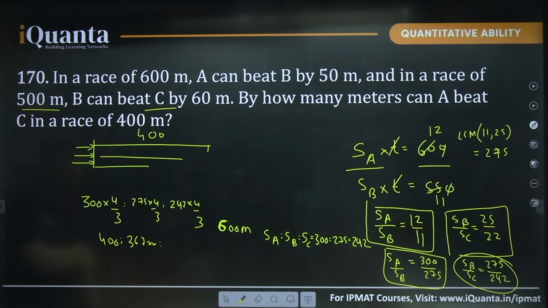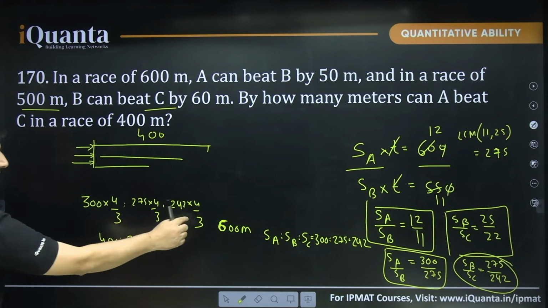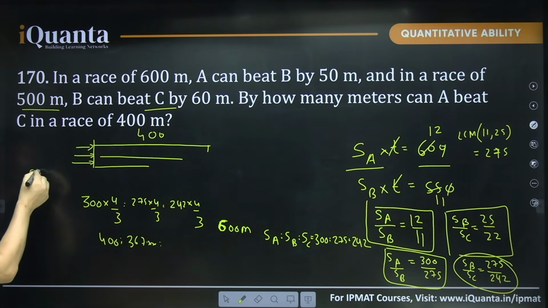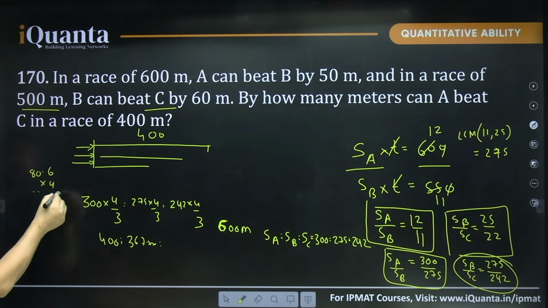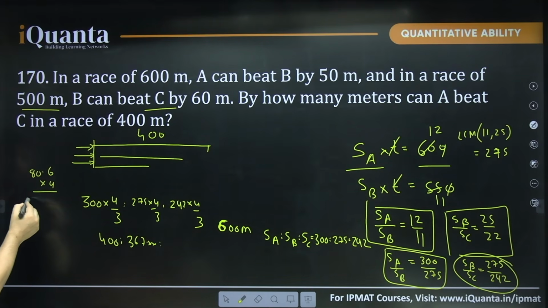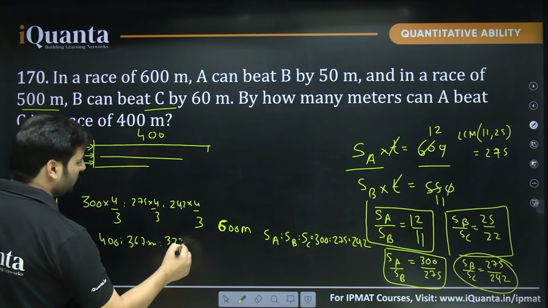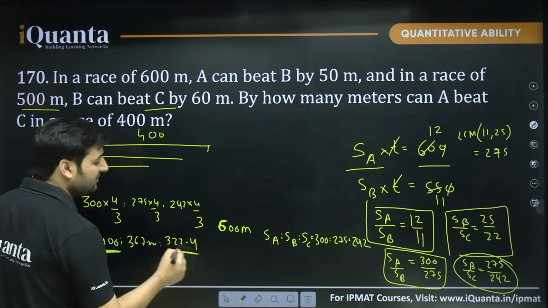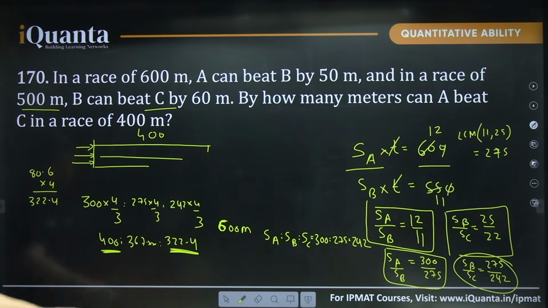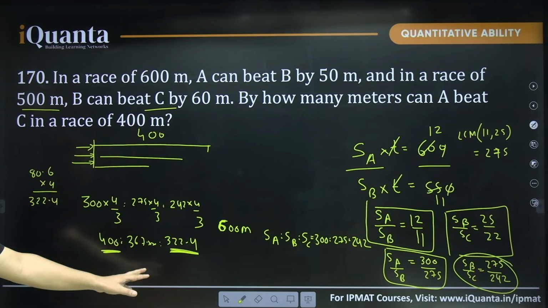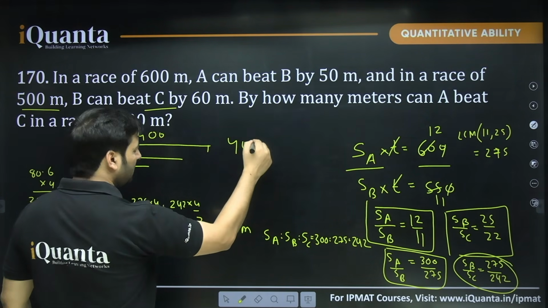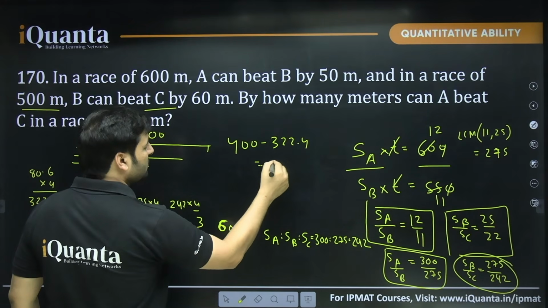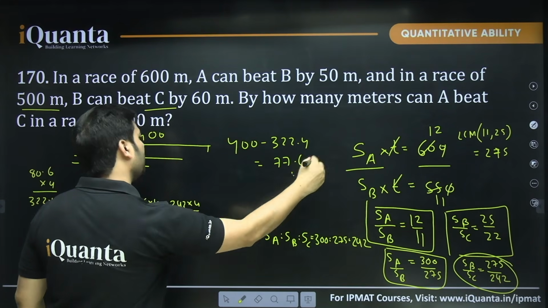This would be somewhere around how much? 3 divides 242, so that is 80.6, right, into 4. 80.6 into 4 is somewhere around 322.4, isn't it? So 322.4. That means when A has reached 400 meters, C is still at this distance, 322. So that means A has beaten C in this race of 400 meters by how much? 400 minus 322.4. So that will be 77.6 approx. That will be your answer, okay?